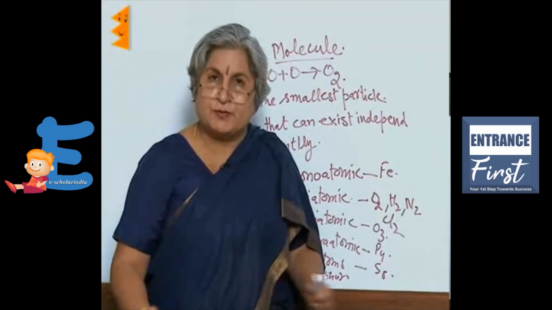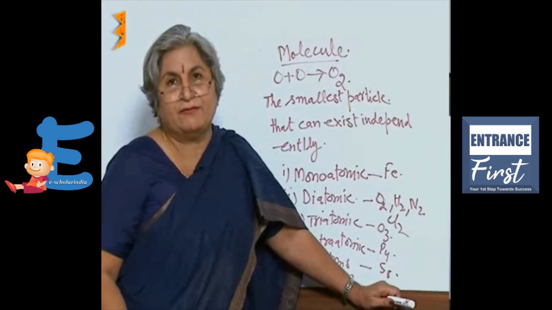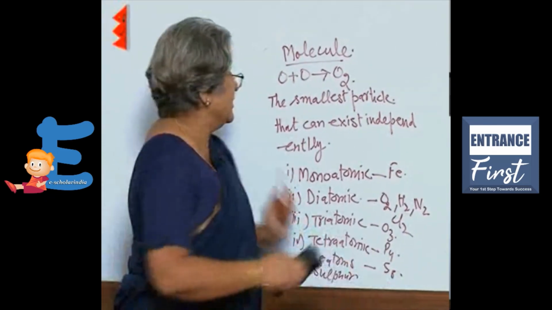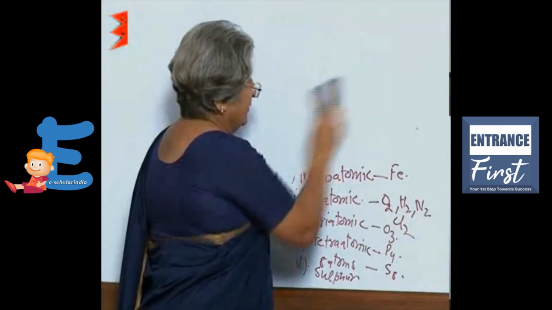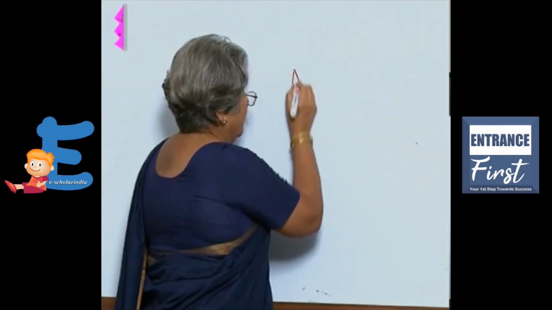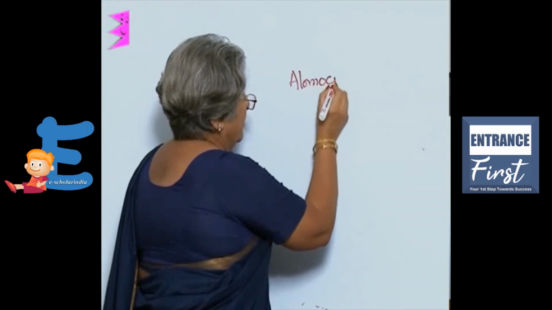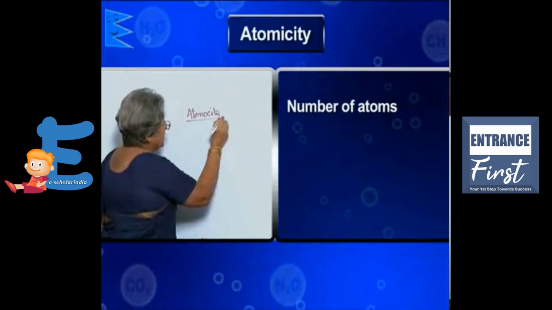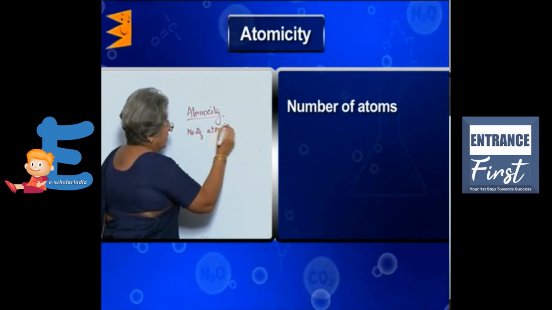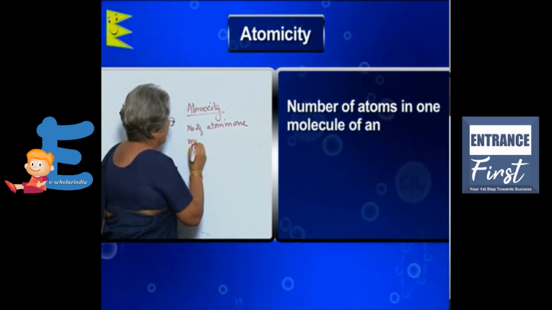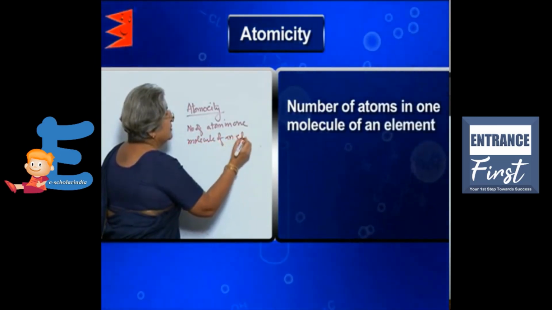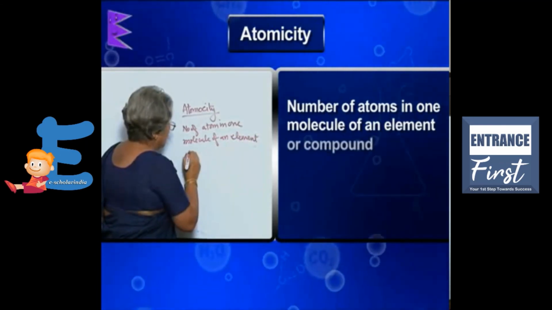Now when we want to express how many atoms are there in one molecule of an element or a compound, we use a term which is atomicity. So atomicity is the number of atoms in one molecule of an element or compound.